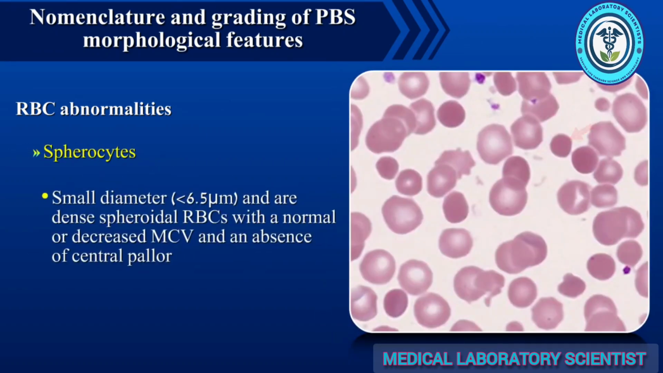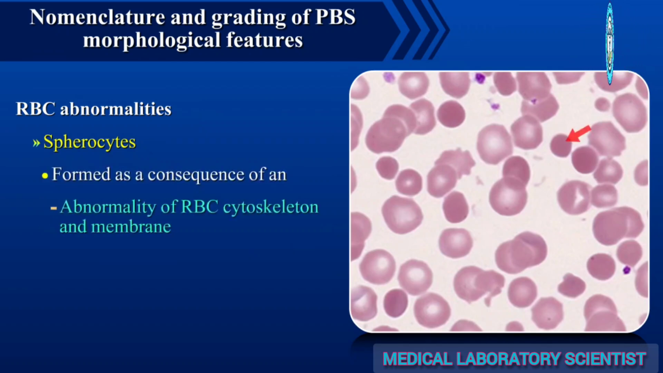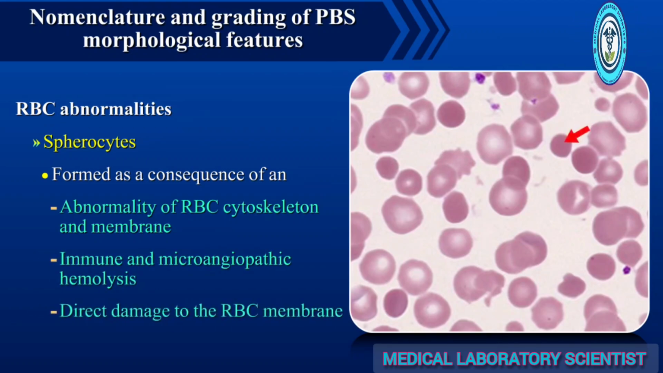Spherocytes are of smaller diameter, that is less than 6.5 microns, and are dense spheroidal red blood cells with a normal or decreased MCV and an absence of central pallor. They may be formed as a consequence of an abnormality of the red blood cell cytoskeleton and membrane, immune and microangiopathic hemolysis, and direct damage to the red blood cell membrane.